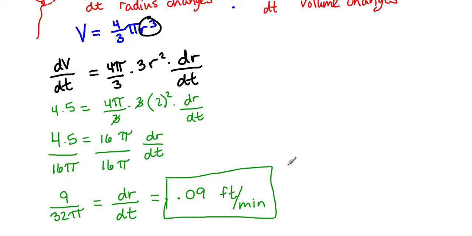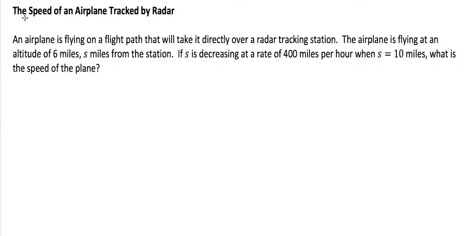So this would be 0.09 feet per minute. That's the rate at which the radius of the balloon is changing at that time. Okay, let's do one last example.